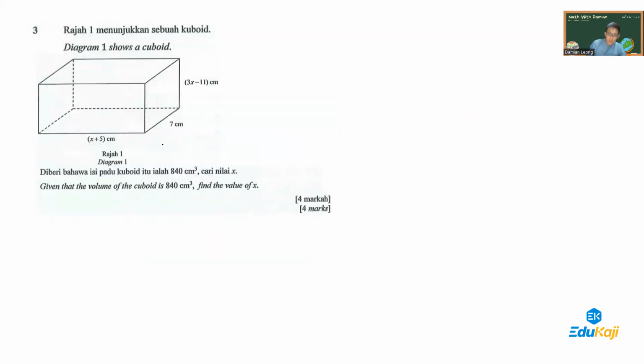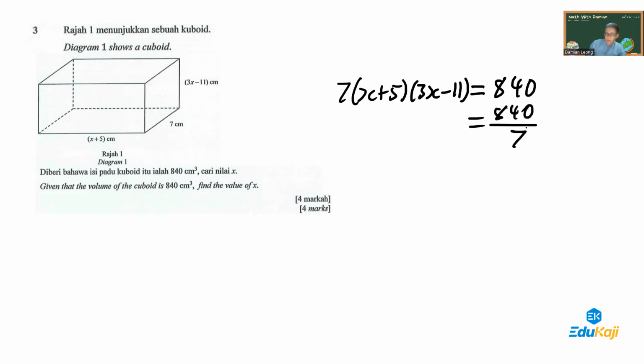Then question 3, actually very simple. I'm given that the volume of the cuboid is 840 cm cubed. I want to find the value of x. So the volume of the cuboid is just length times width times height. So 7 times (x plus 5) times (3x minus 11) equals 840. The 7 I can actually just divide, because 840 I can divide by 7.